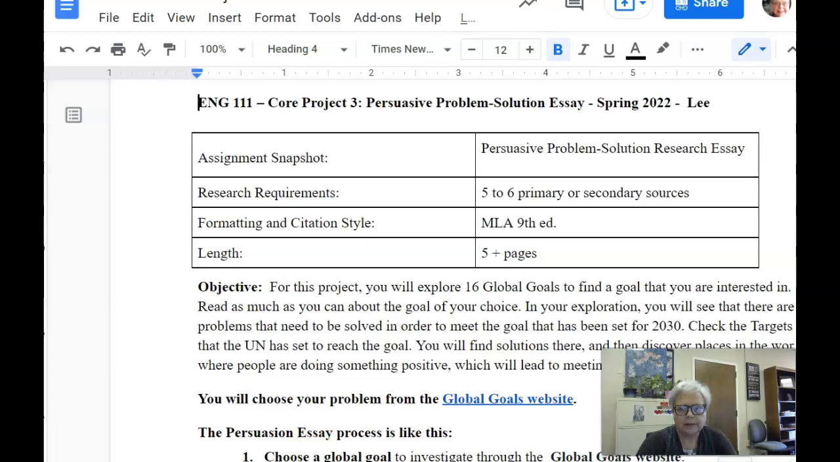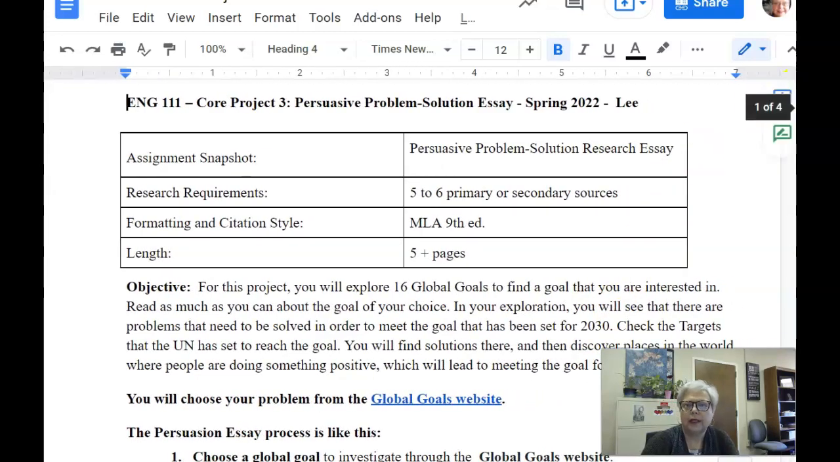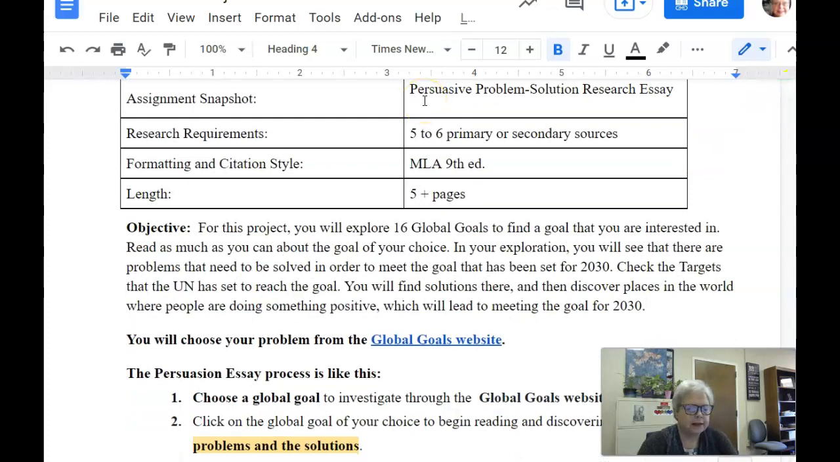Okay, so this assignment is all kinds of things. It is a problem solution research paper, and you're going to be persuasive in the way that you write this. So it's a persuasive problem solution research essay. That's a mouthful. You are going to have to do research for this, and I'm going to have you start your research this week. So for this paper, you will have to have 5 to 6 primary or secondary sources.